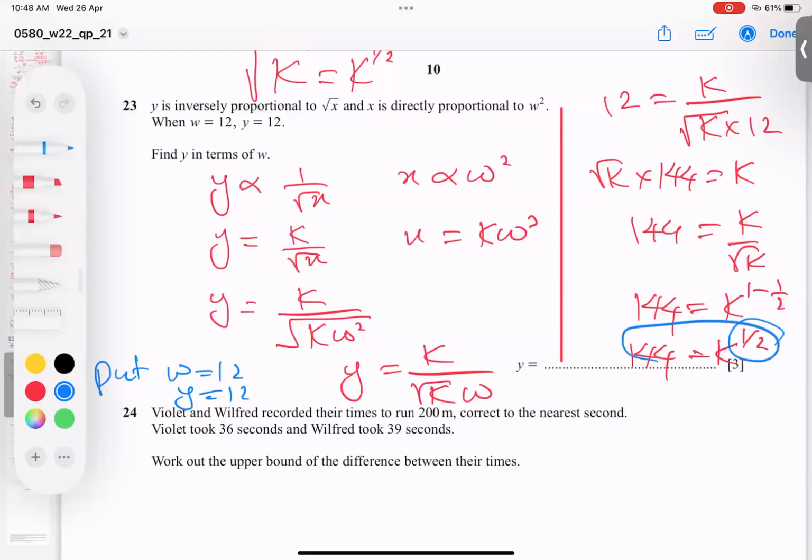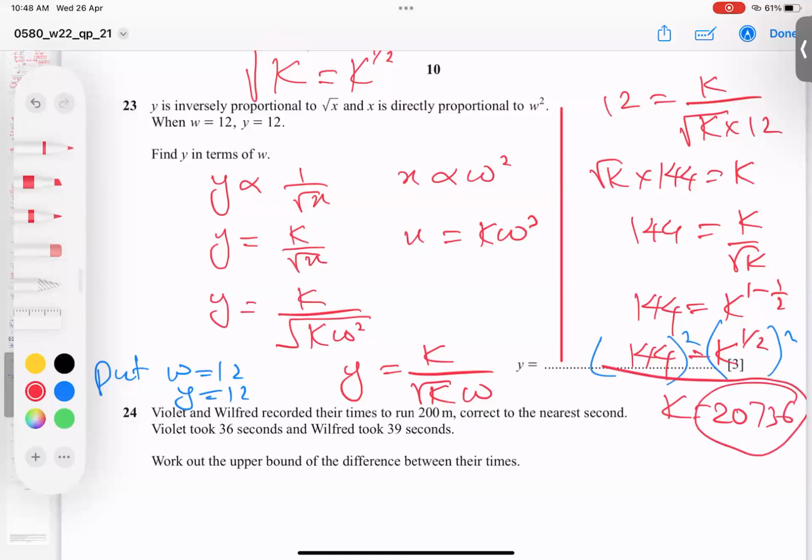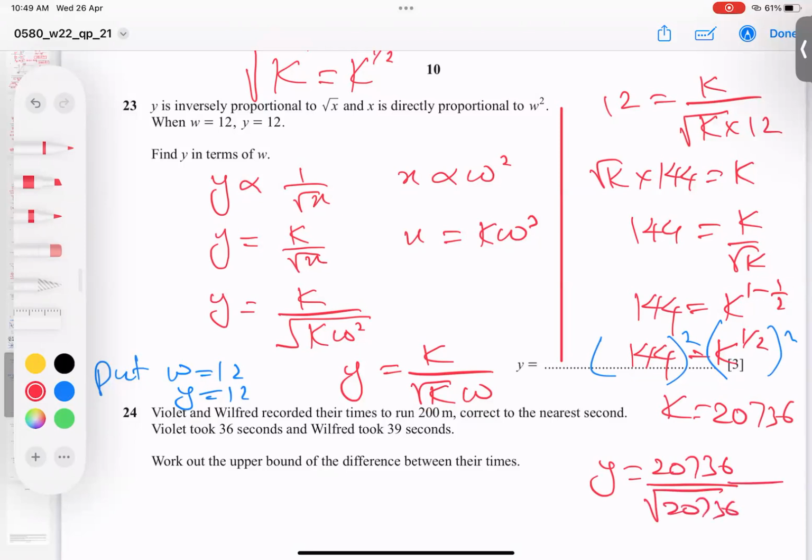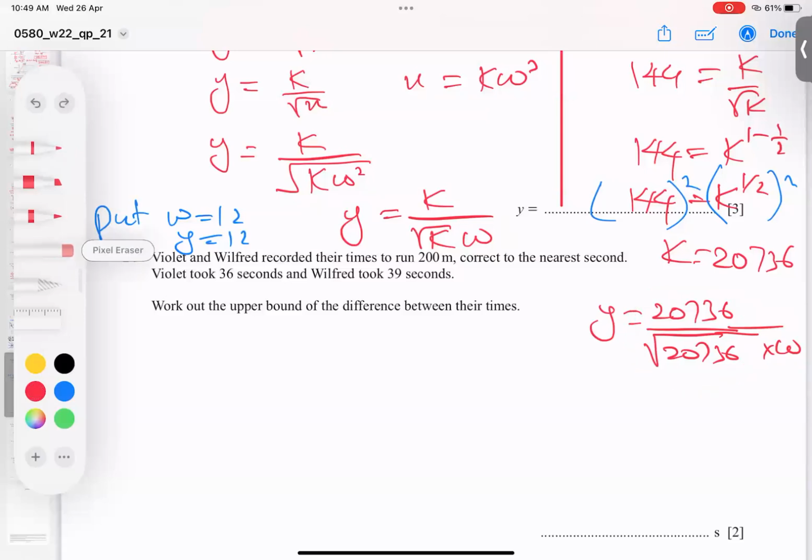So squaring both sides, squaring left side, squaring right side. So when I get k squared, the k value is coming with us. Let me check. 144 to the power 2 is 20736. This value of k, I'm keeping it here and here. So finally, I'm getting 20736 over root of 20736 into k in w also. And if you type this in the calculator, it gives you 144 after simplification.